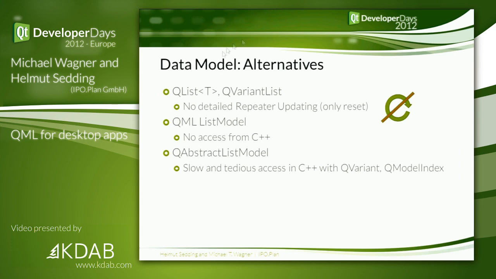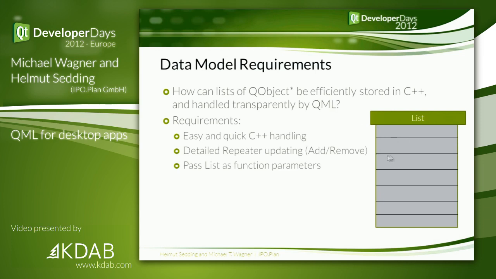First, we have the QList or the QVariantList. This is quite okay, but it does not enable us to do detailed repeater updating. What does that mean? If we want to remove an element from here and add another at this list position, we need to recalculate all of our user interface elements. So if I have a huge list and I only insert one, it redraws everything. This is another requirement we have. We need detailed repeater updating.